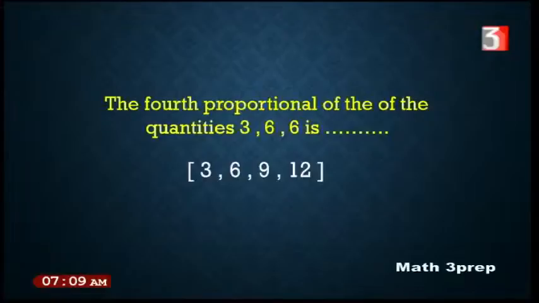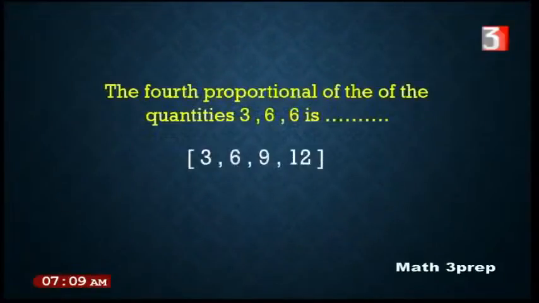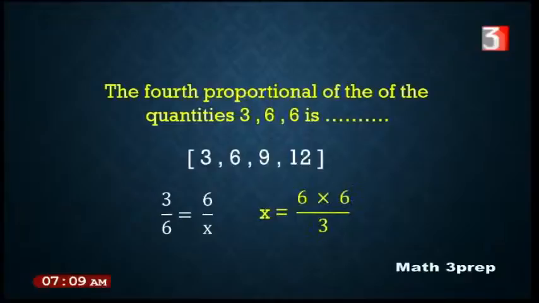What's proportional? It is equality of two ratios. So in this case, we can say 3 over 6 equals 6 over x, by making cross multiplication. So x equals 6 times 6 over 3 to obtain a result as 12, which is considered the fourth choice.